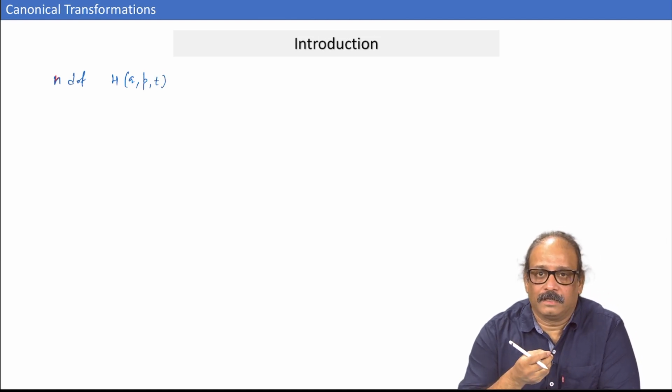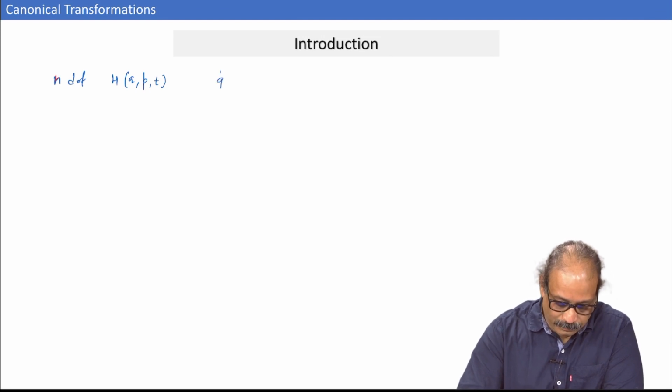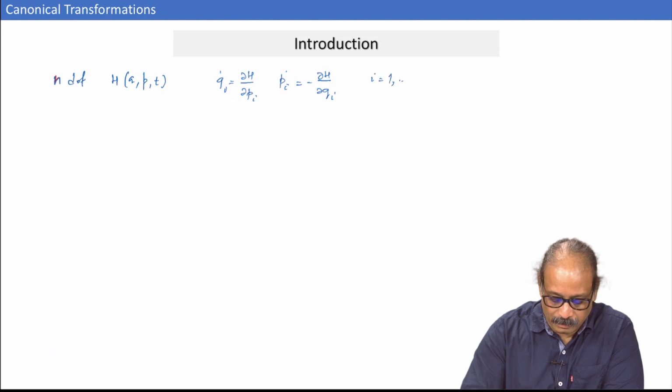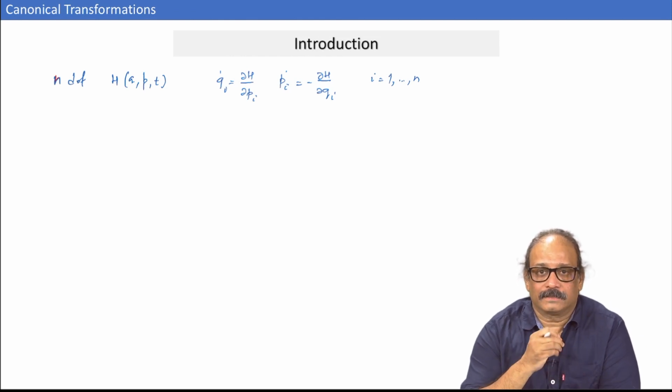Okay. So, typically of course, you write down the equations of motion, which are q I dot is equal to the partial derivative of H with respect to p I, and p I dot, which is minus the partial derivative of H with respect to q I, and here of course, I goes from 1 to n, and the job is to integrate this system. Now, when does this become really trivial?